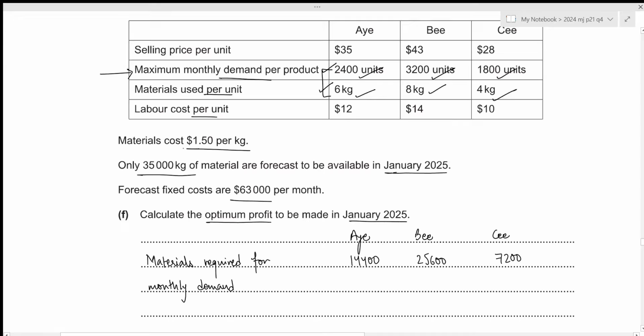The next thing we can do is calculate the material cost per unit, because we have the material cost per kg right here and the materials used per unit is right here. So let's calculate the materials cost per unit. For product A, that will be 6 kg times the rate of 1.5, which results in 9. For B, that will be 8 kg times 1.5, which results in the value of 12. And for product C, that will be 4 kg times the rate of 1.5, which results in the value of 6. Now we can easily calculate the contribution per unit.